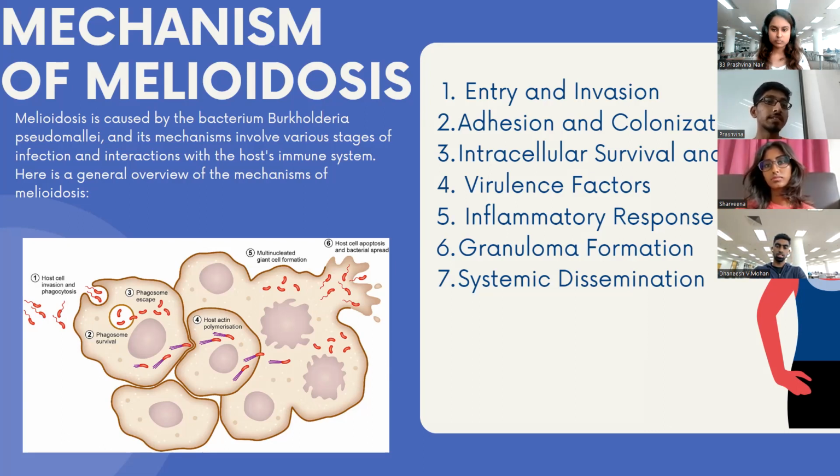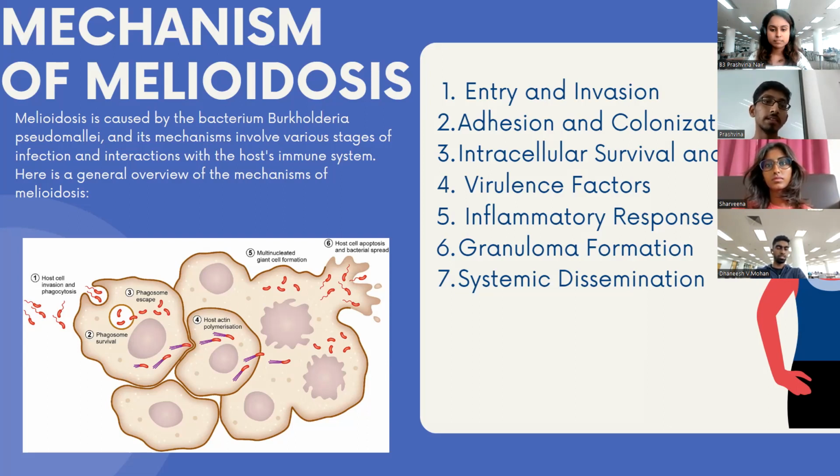The third one is intracellular survival and adaptation. Burkholderia pseudomallei has evolved strategies to survive within the host cells. It can evade or resist the killing mechanisms of immune cells, including phagocytes. The bacterium can replicate and survive inside phagocytes, enabling it to avoid detection and destruction. The fourth one is virulence factors. So Burkholderia pseudomallei produces several virulence factors that contribute to its ability to cause disease. These factors include exotoxins, enzymes, and proteins that help the bacteria survive and manipulate the host immune response.